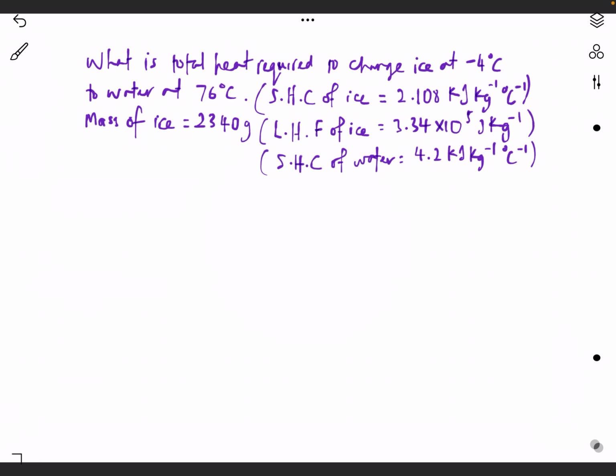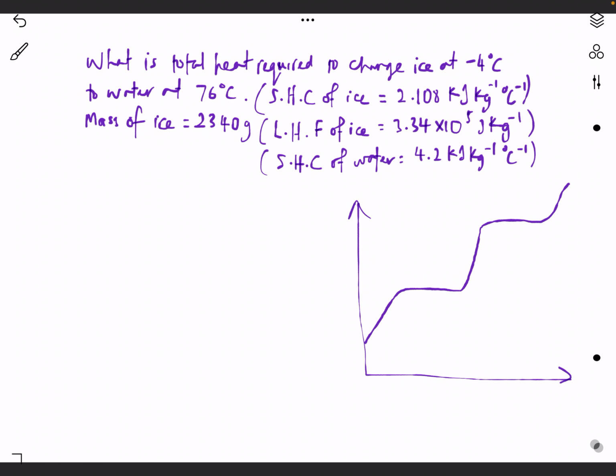What is the total heat required to change ice at -4 degrees Celsius to water at 76 degrees Celsius? And the mass of ice is given, 2340 gram, and the information given here is a fixed value. Before you start to solve this problem, you need to sketch the heating curve. This is what we have discussed earlier in the previous video.